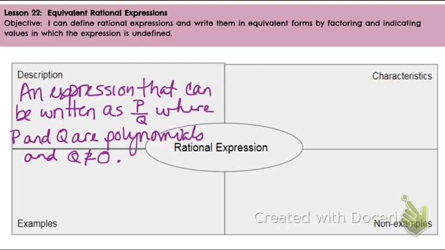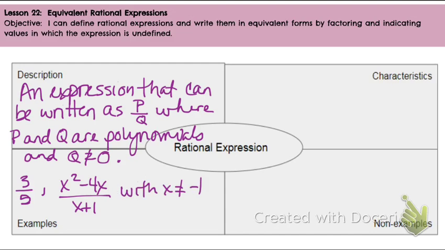So examples: 3/5. 3 is a one-term polynomial, it's just 3. 5 is a one-term polynomial. x squared minus 4x over x plus 1, with x cannot be negative 1. And here's one more example: a squared plus b squared over a plus 2 times a minus 1. That will work as long as a does not equal negative 2 or positive 1.